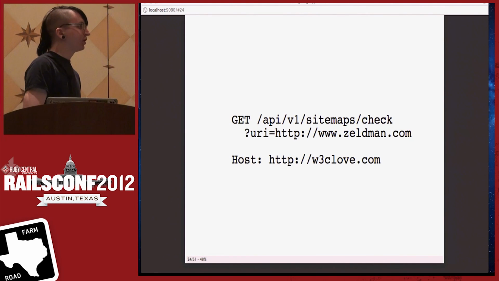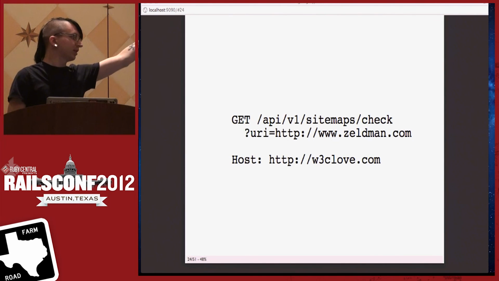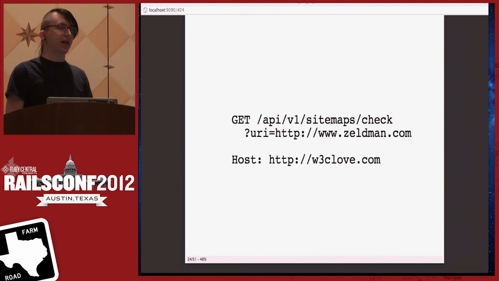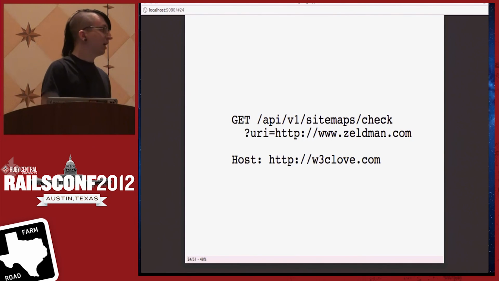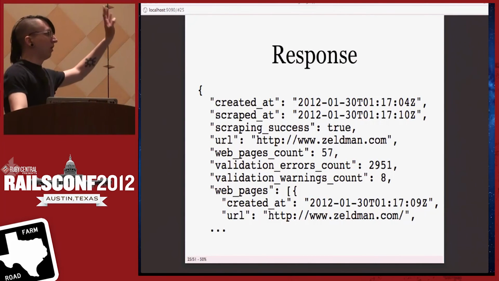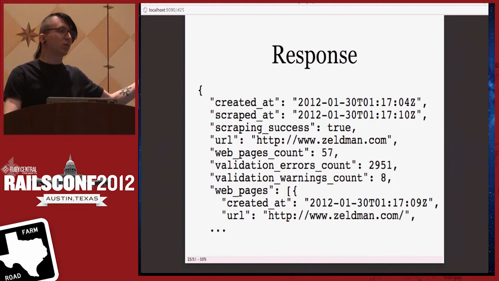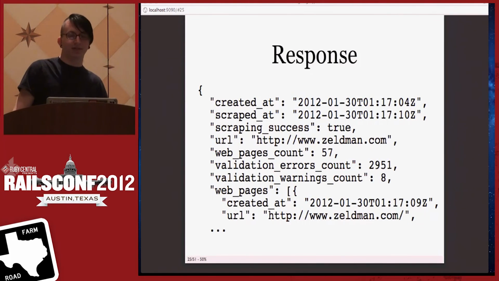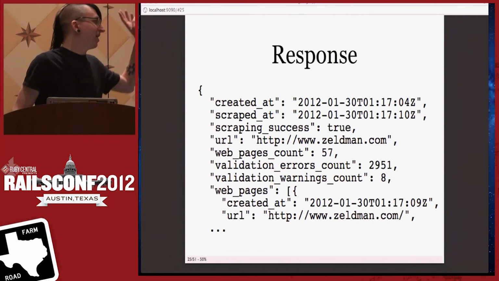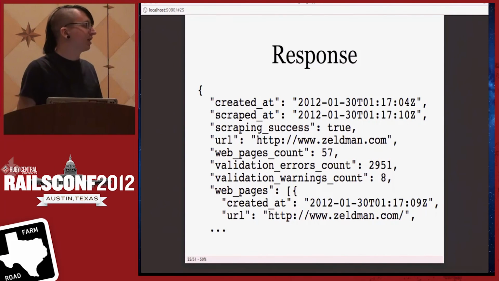So basically, to check a website, you submit a GET request to this URL, and you pass in a GET parameter with the URI of the site that you want to check, and then it returns you a bunch of JSON. It tells you: was it successful in scraping? How many pages did it look at? How many errors were there? Which is like 1 million, because we don't ever think about these things. And individual ones for every page, and how many errors and what they were, right? Big giant mess of JSON.